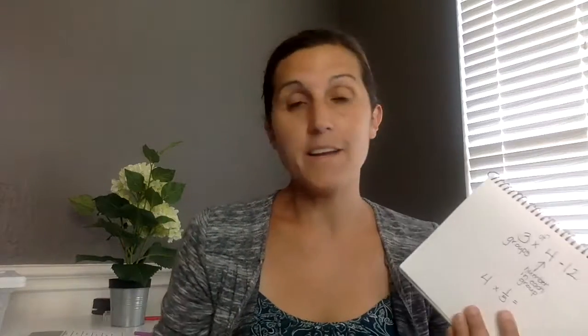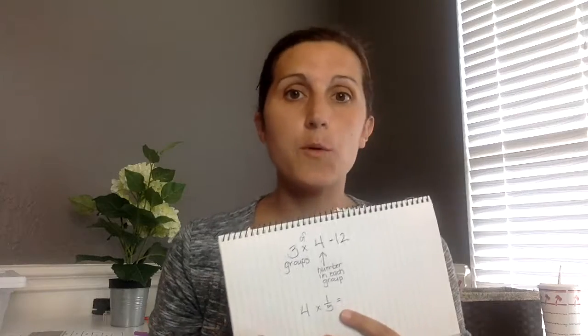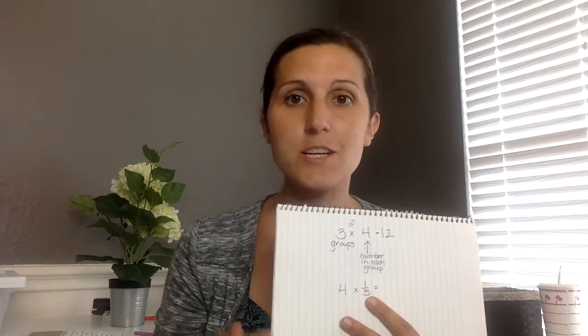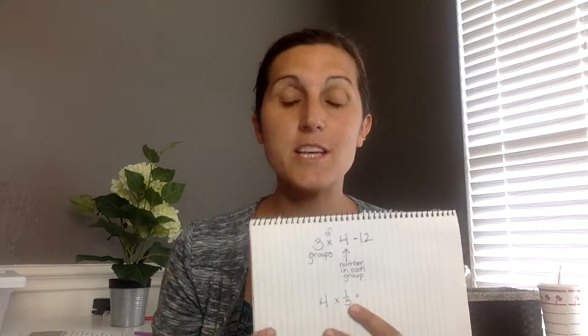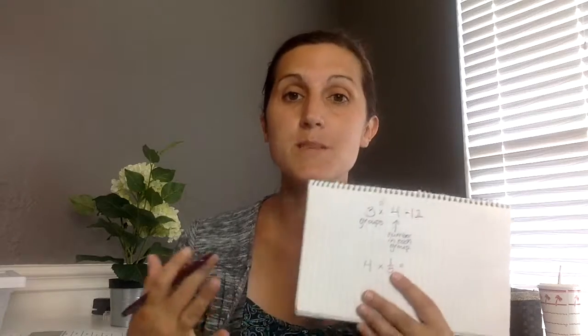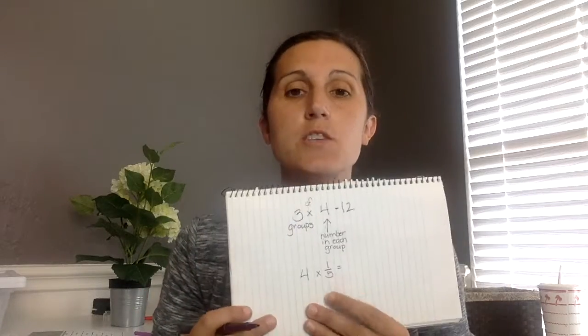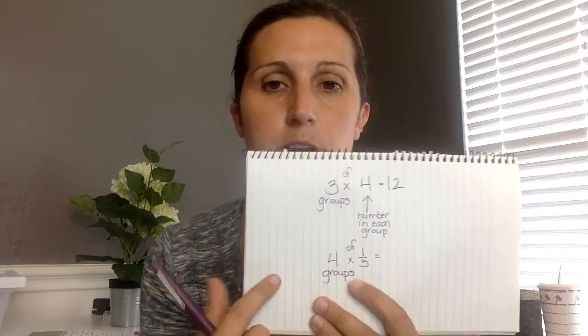It works, you get the right answer, but I didn't understand why. I didn't know if it made sense at all. I just followed the steps my teacher gave me, which we now know is not a great way to teach math. We want our kids understanding and being able to explain what they're doing. So the way I would attack this is I would remind them, okay, this means 4 groups. This means of, and 1/5 is my number in each group.